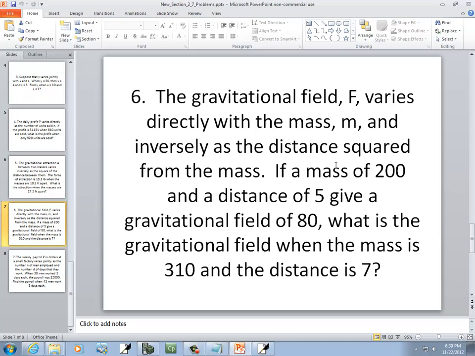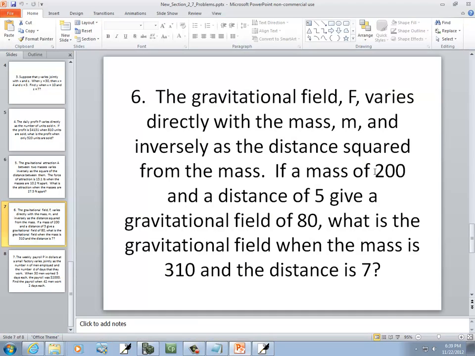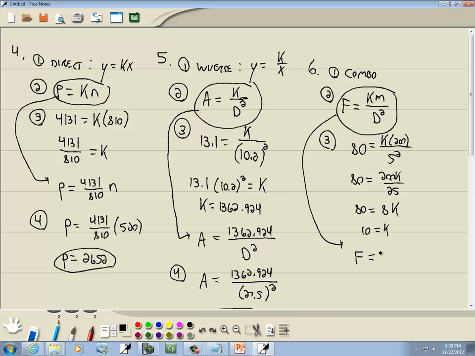Step 3. Let's look for your one example. If a mass of 200, so m is 200, and a distance of 5, so 5 squared, give a gravitational field of 80. So F was the gravitational field. Okay, so let's solve for K. So we got 200K over 5 squared, which is 25. 200 divided by 25 gives us 8, so we got 8K equals 80. Divide both sides by 8, and we get K is equal to 10. So we'll plug that in here. So we got F is equal to 10m over d squared.